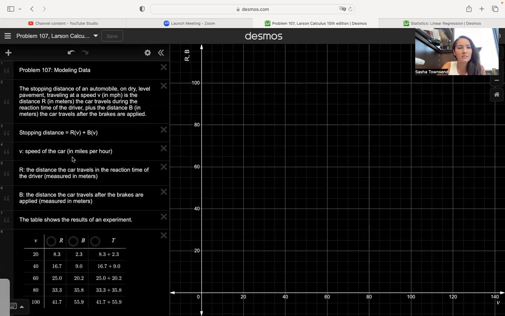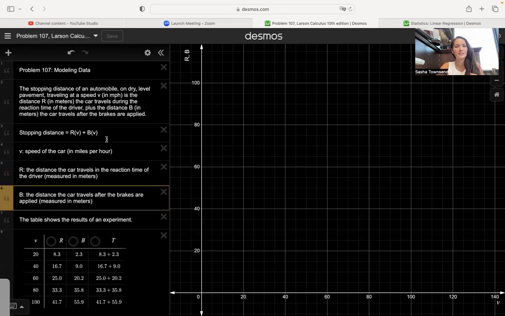V is our independent variable. It's the speed of the car in miles per hour. And then R is the distance the car travels in the reaction time of the driver in meters. And then B is the distance that the car travels after the brakes are applied. I know I just said that twice, but when I read this problem statement, the first thing I want to do is define those variables for myself and then define the stopping distance. They mention the stopping distance, but they don't label it, at least initially. But I did notice that it says it's the sum of these two functions. So I wanted to remind myself of that, summarize that, and then label my variables, V, R, and B.